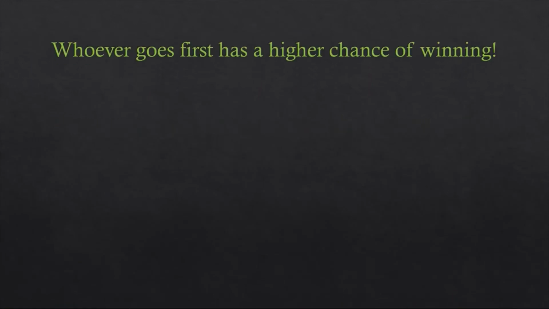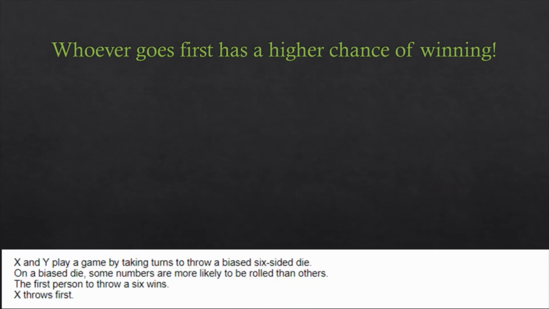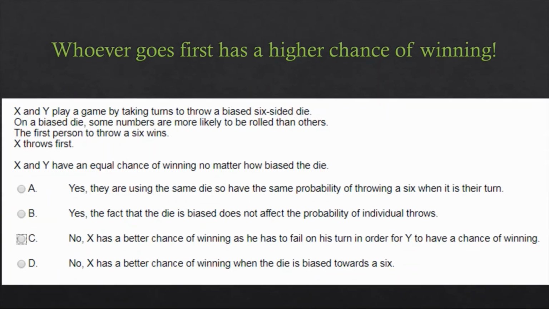Another key rule is that whoever goes first has a higher chance of winning. So for example, in this example, it states that X and Y play a game by taking turns to throw a biased 6-sided die.